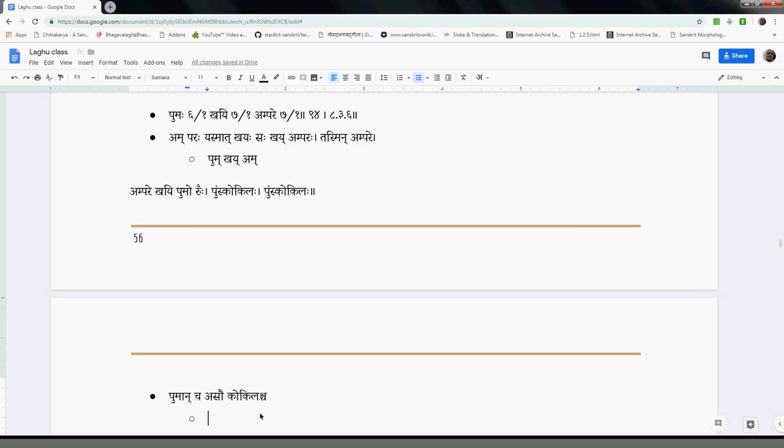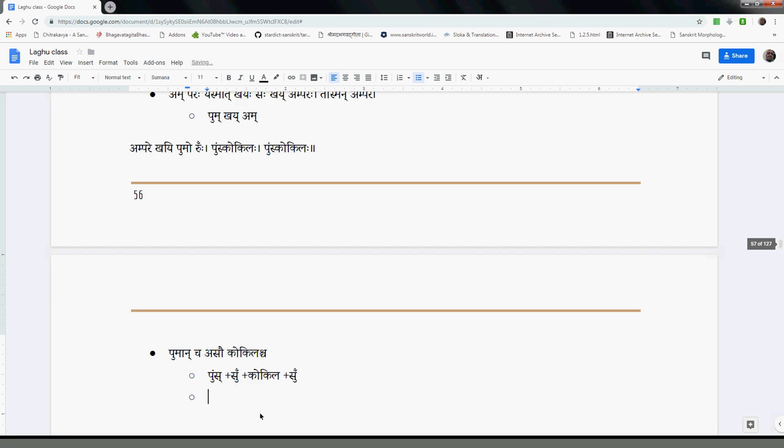Pratipadikam is pums. Pums is the pratipadika. So pums plus su, because it's a karmadharya. Pums plus su plus kokilaha, kokila plus su. Pratipadika sanya, it will get krutta samasascha. Then suploka will happen, because within a dhatu or within a pratipadika, whichever supratyaya exists, that will undergo lopa, it will undergo elision.